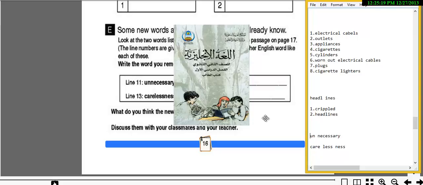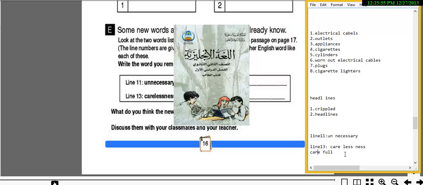So I do know a meaning of this word. If I were to start with this one, which is line 11, unnecessary, and necessary, I know what necessary means, which means it's important. But un is something that gives you the opposite meaning. So it's the opposite of necessary. As for the word on line 13, carelessness, well, I'm gonna try to give a meaning: not something that you care about. Maybe it's not careful.